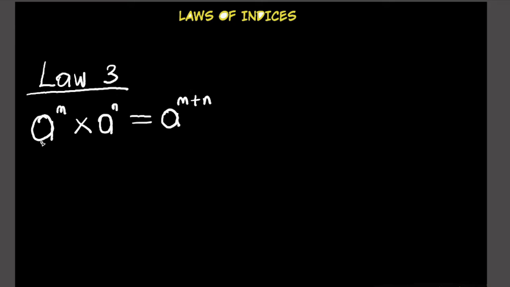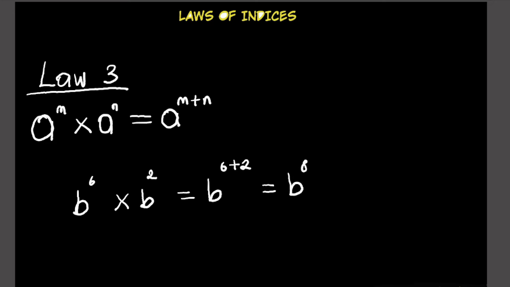Now, this only works when they have the same base. Please remember that for these laws, they have to have the same base. If we had b raised to the 6th power being multiplied by b being raised to the second power, it would be equal to b being raised to 6 plus 2, which would end up being b raised to the 8th power.